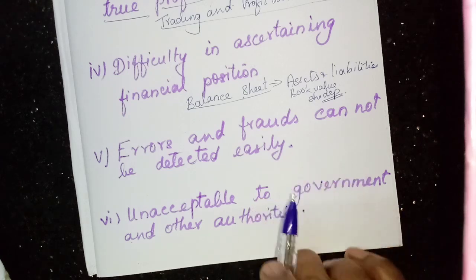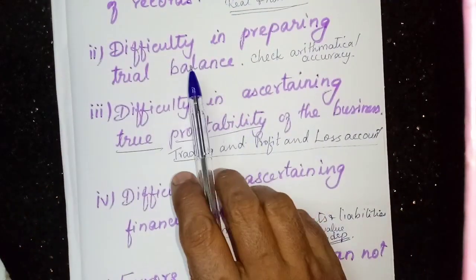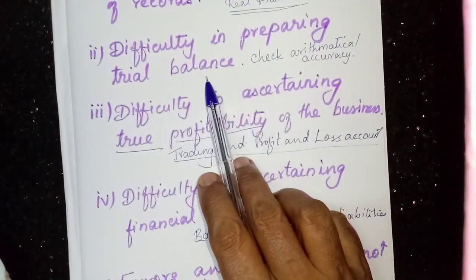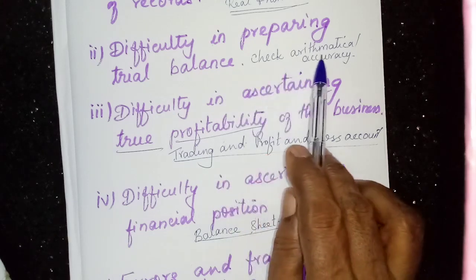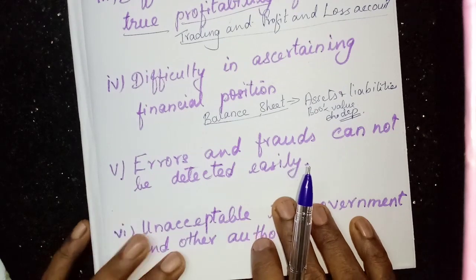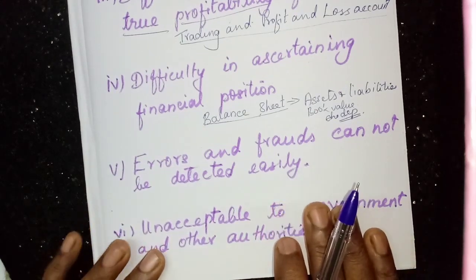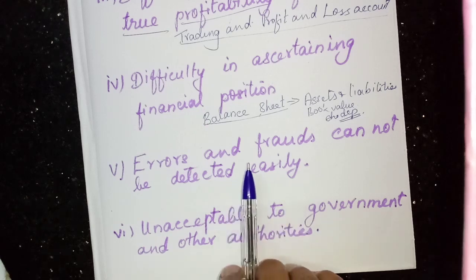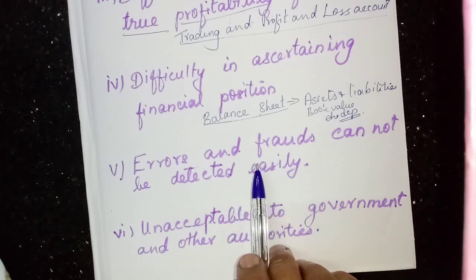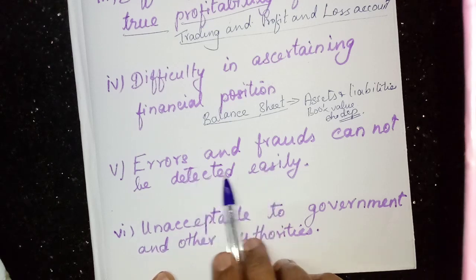Here we have studied that we cannot prepare a trial balance. Unless we prepare a trial balance, we cannot check the arithmetical accuracy. If any amount is differing, then we will assume there is some error, but we cannot detect that here.